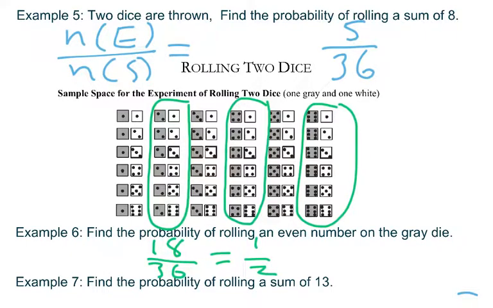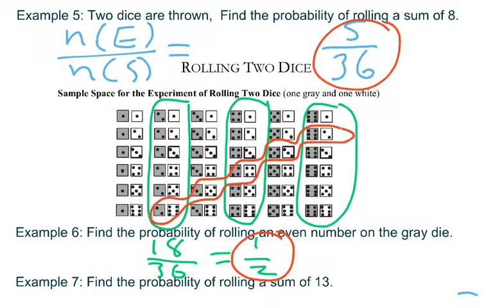Now, if we compare the two probabilities we've seen so far, 5/36 is less than 1/2, and remembering what outcomes those were, there are fewer outcomes. So it would seem likely that it would be less likely that you'd roll a sum of 8 than you roll an even on the gray die. The smaller the fraction, the smaller the probability, the less likely the event.